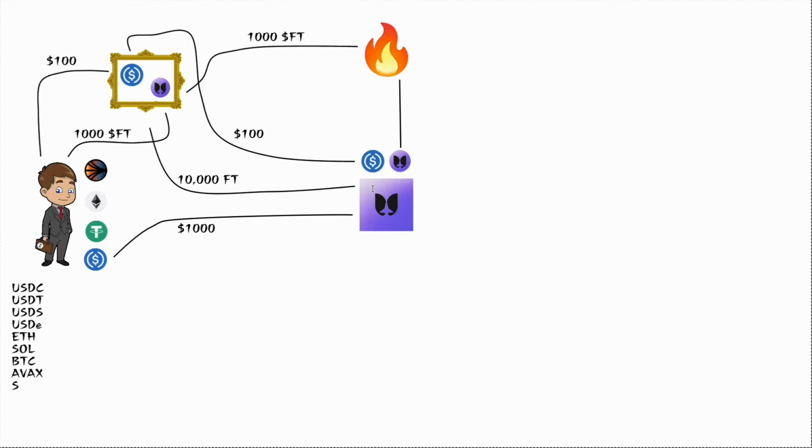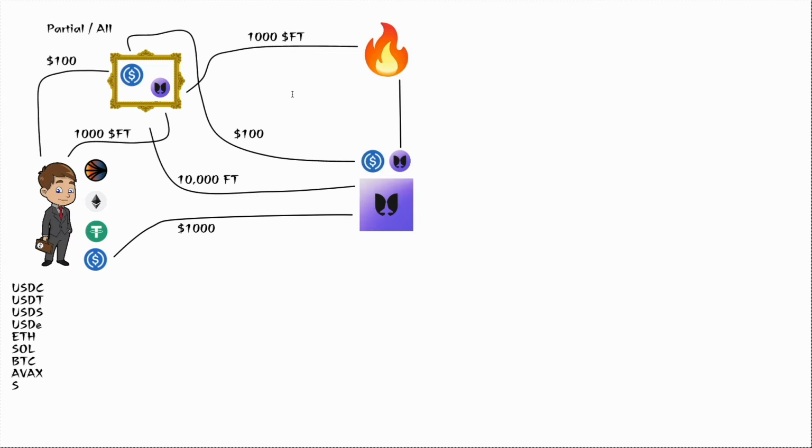Now the opposite is true too. If he wants to pull out the FT tokens from this NFT, then he will get FT tokens, and the USDC that was backing those FT tokens will be used to buy FT tokens from the market and burn them. So as you can see, he's pulling out 1,000 FT tokens, and $100 worth of his investment is used to buy FT tokens from the market and burn them, okay?